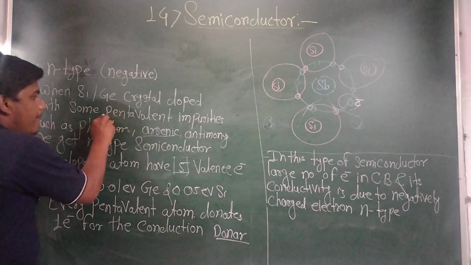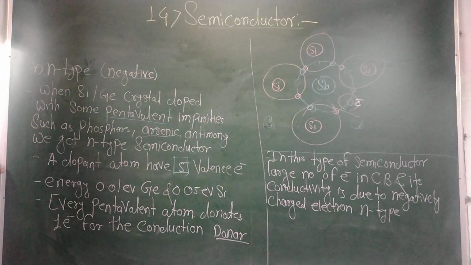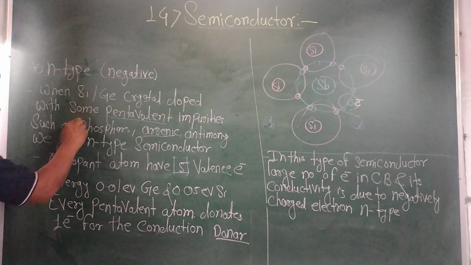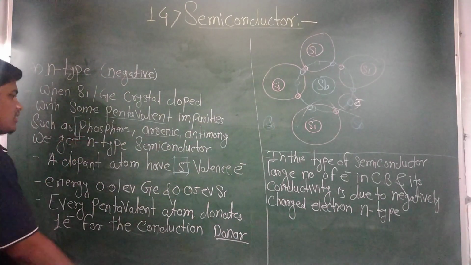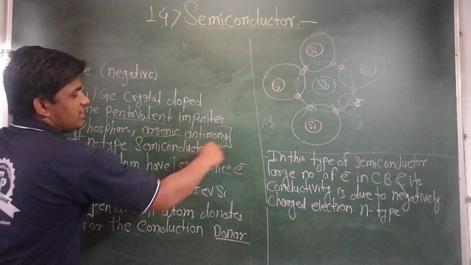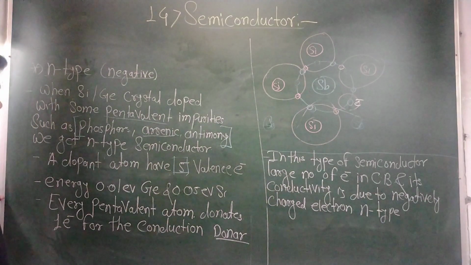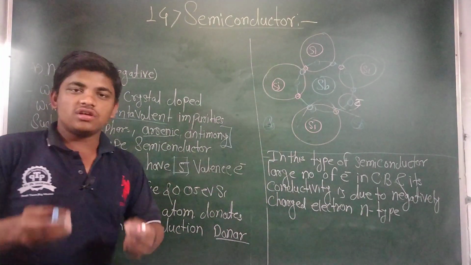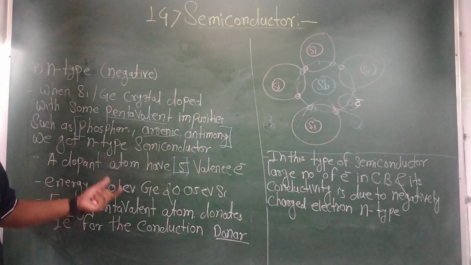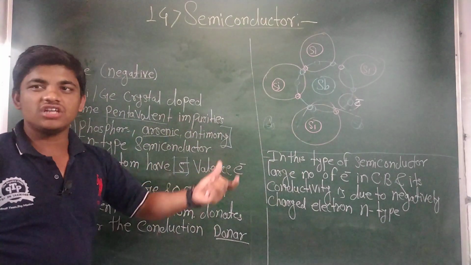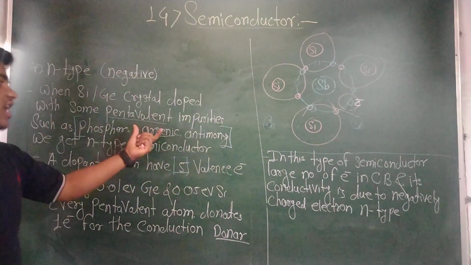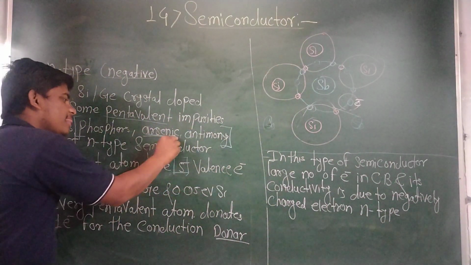Doped with pentavalent impurities, such as phosphorus, arsenic and antimony. In the MCQs, they give a pentavalent impurity. The options will be arsenic, silicon, germanium, or any other atoms. The answer will be arsenic.